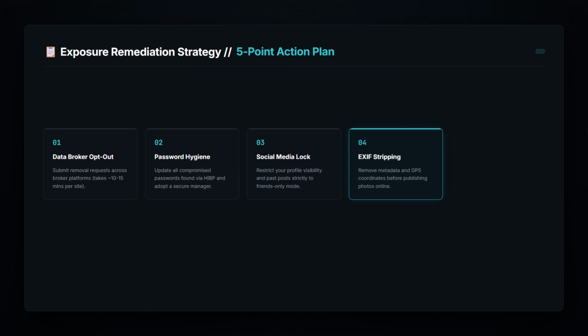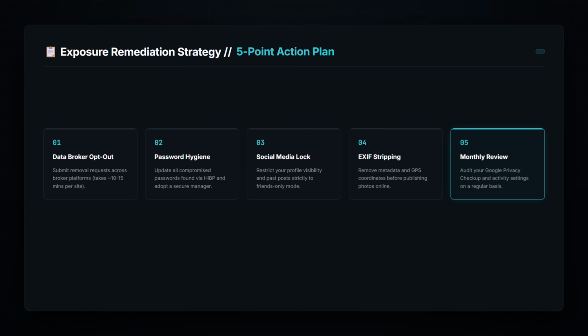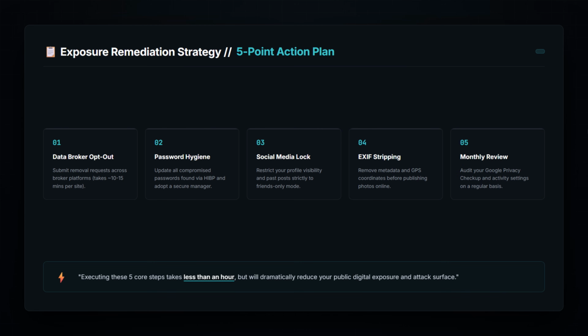3. Set your social media privacy settings to friends only. 4. Strip EXIF data before posting photos, especially photos taken in front of your house. 5. Review the Google Privacy Checkup once a month. These 5 tasks won't take you more than an hour in total, but they will dramatically reduce your exposure.